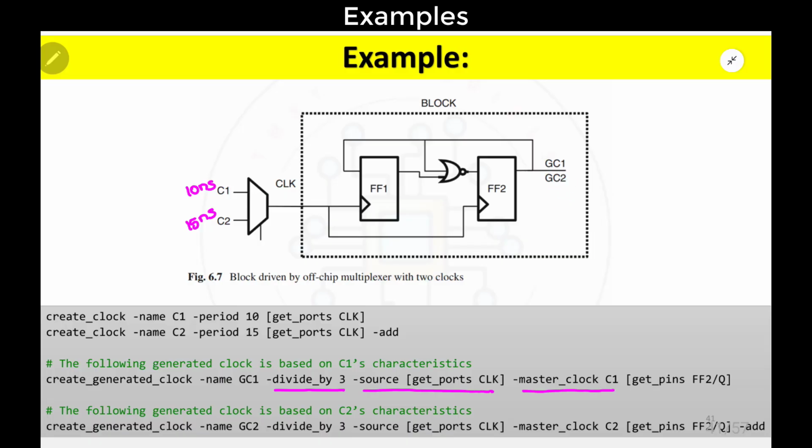GC1 is with respect to C1, GC2 is with respect to C2 and here GC1 should be flip flop 2 Q pin. This is the Q pin and instance name is FF2. Next create generated clock hyphen name GC2. Again I am dividing it by 3. Source it is coming from get port CLK, and here master clock is nothing but C2, and here for GC2 it should be written as flip flop 2 Q pin, and here add the switch called -add. So for this particular design it should be written like this.